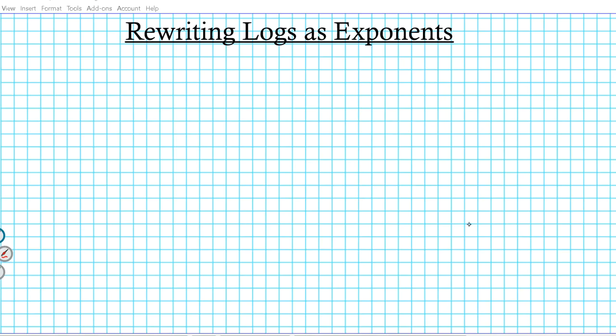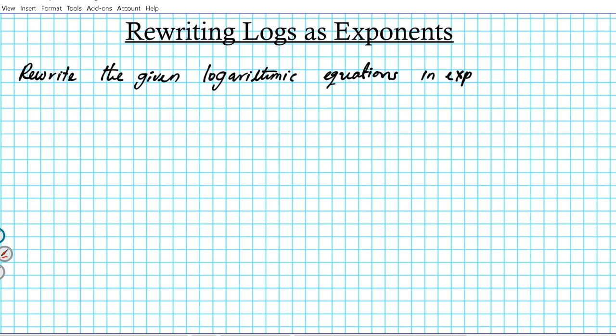All right, so the instructions for the examples that we're working on are as follows. We are to rewrite the given logarithmic equations in exponential form. All right, so first one, problem number 1, let's say we have the equation log base 9 of 81 is equal to 2. Okay, all right, let's do this.